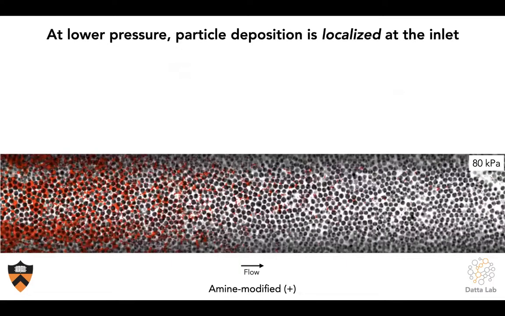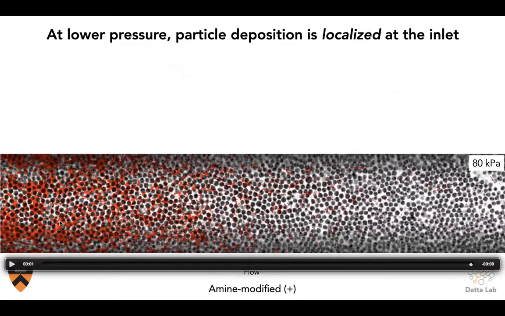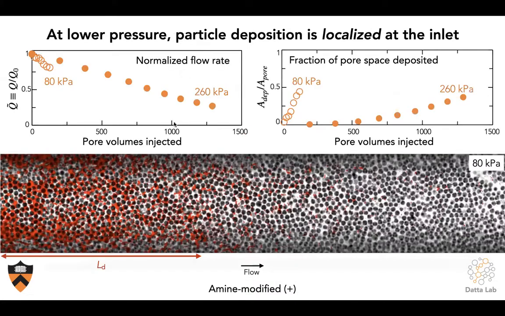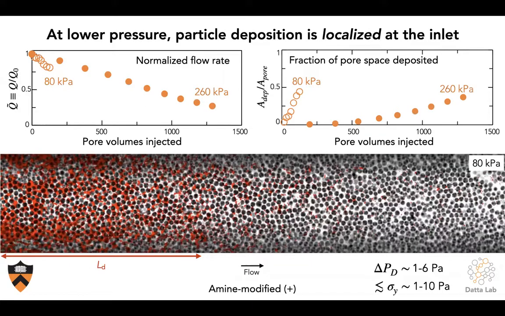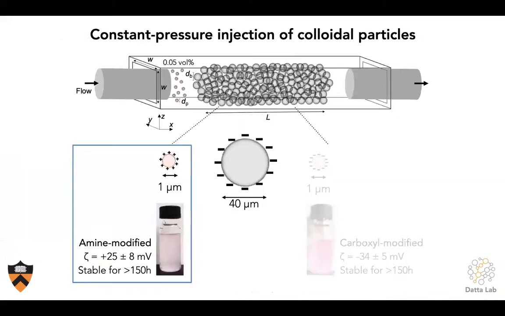When we reduce the pressure drop, right, we see that the deposition is localized to just near the inlet. And in fact, again, this medium clogs much more rapidly, and the permeability goes down much more rapidly, even though here the pressure drops are lower, right? And it's because the fluid cannot squeeze the particles through the pore space, right? And indeed, under these conditions, the pressure drop across these deposits is lower than this threshold yield stress that you need to overcome to push the particles through the pore space, right? So that was for the sticky amine modified case.